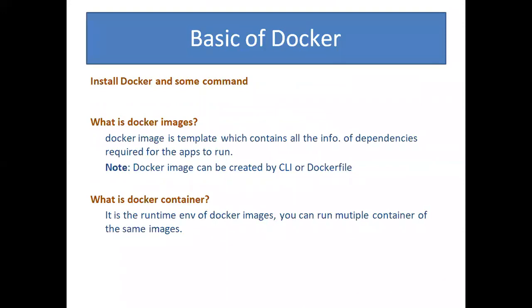What is an image and a container? An image is basically a template which contains all the information or dependencies required for an application to run. A Docker image can be created by CLI or Dockerfile. First, we'll see how to create a Docker image with the help of the CLI, and then we'll move to the Dockerfile.